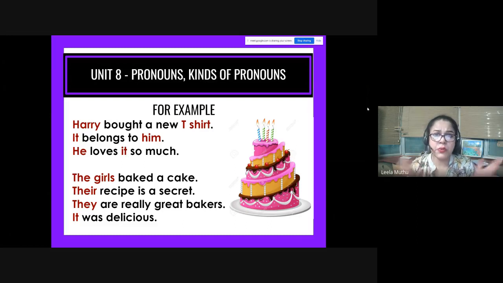It was delicious. What was delicious? Were the girls delicious? No. We're talking about the cake. It was delicious. Okay. It's a non-living thing. We are using the pronoun it to replace the noun cake.